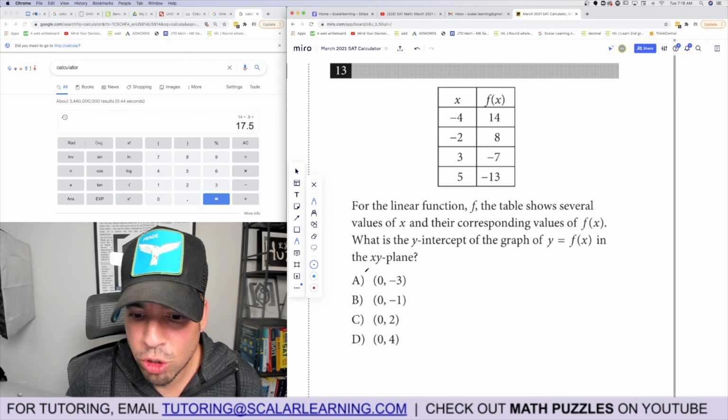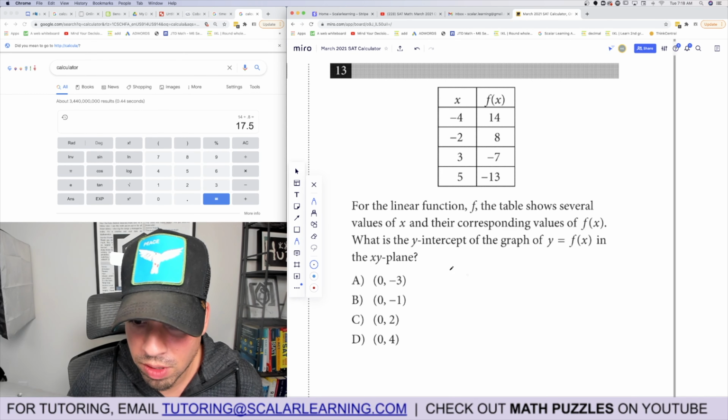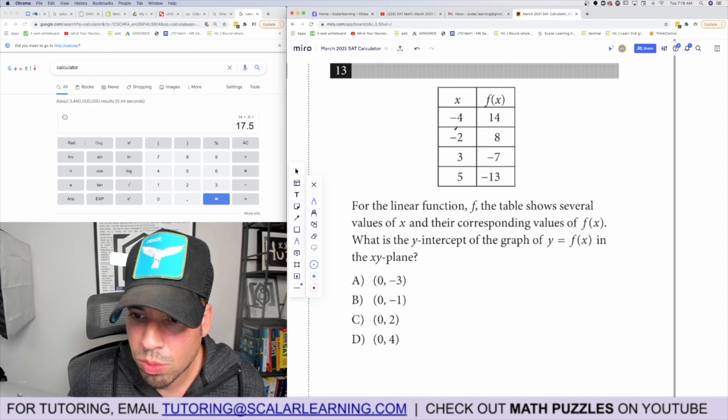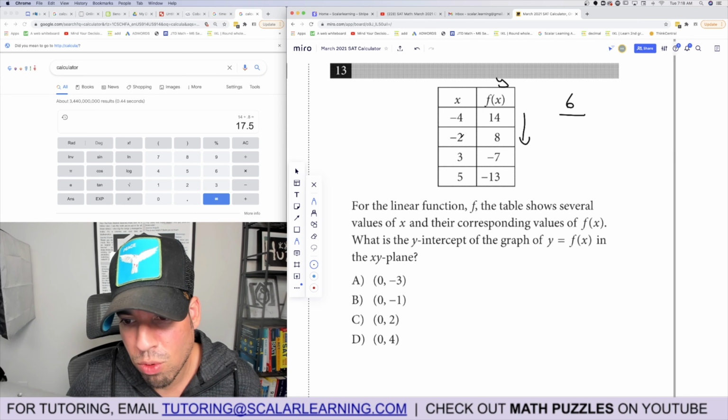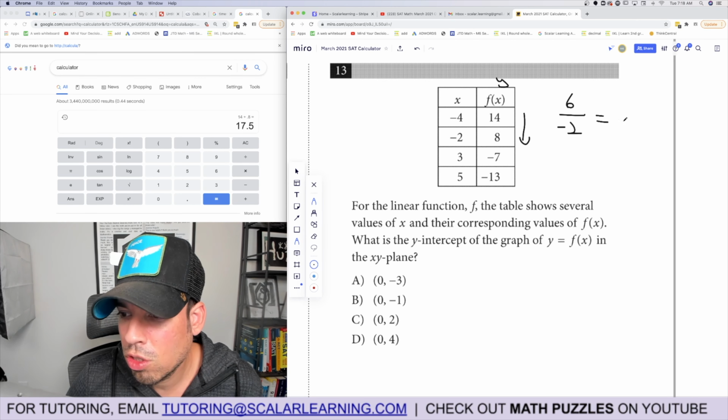For the linear function f, the table shows several values of x and the corresponding values of f. What is the y-intercept in the xy plane? Okay, so it's a linear function. Let's calculate the slope by subtracting down. These are really y values, right? So 14 minus 8, which is 6, over -4 minus -2, which is -4 plus 2, which is -2. So the slope is -3.